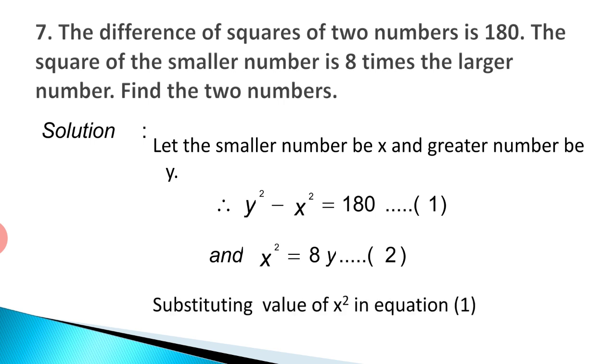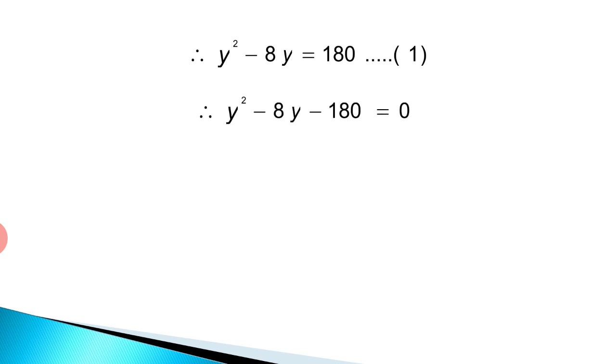Now here, putting x square's value equal to 8y in equation 1, what do we get? We say substituting the value of x square in equation 1, and then we get y square minus 8y is equal to 180. That is y square minus 8y minus 180 is equal to 0. This is the required quadratic equation. So we started with two variables and changed the equation to one variable.